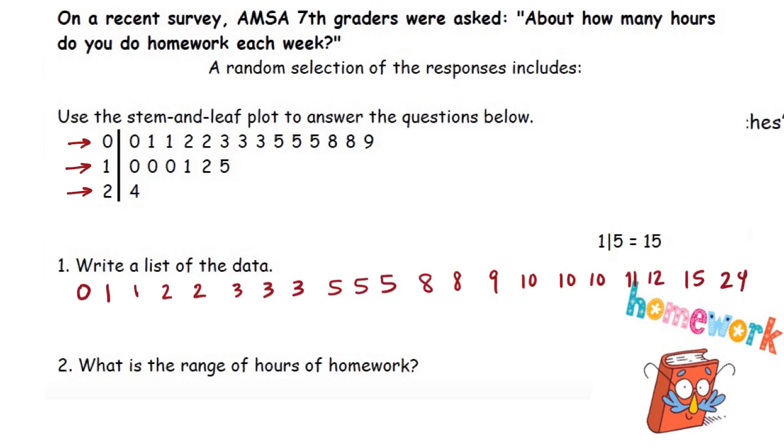And here's my list. The first question after you write your list says, what is the range of hours of homework? Well, remember range is the maximum minus the minimum. You could have found the maximum just by looking at here. The last number listed is 24, and the smallest number listed is 0. So we're going to do that math. We are going to do 24 minus 0. Our range is 24.